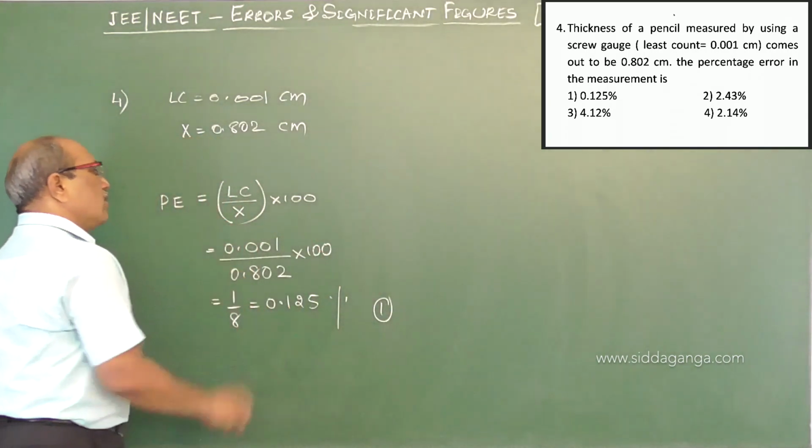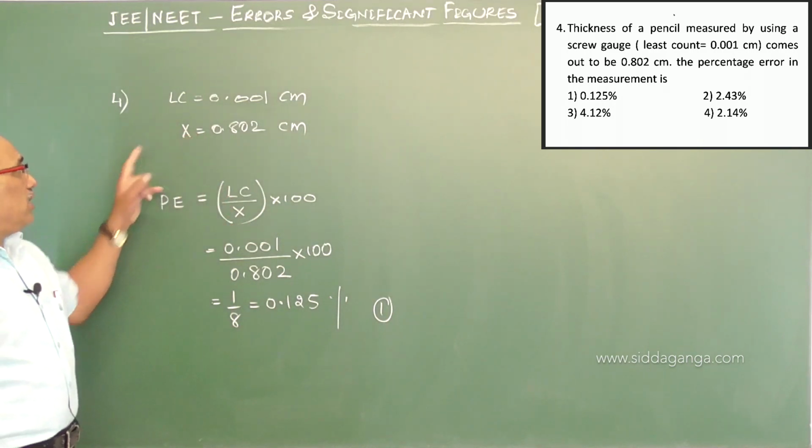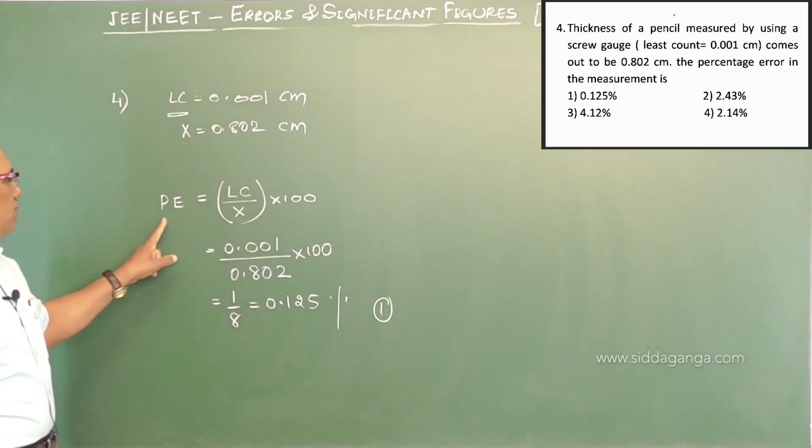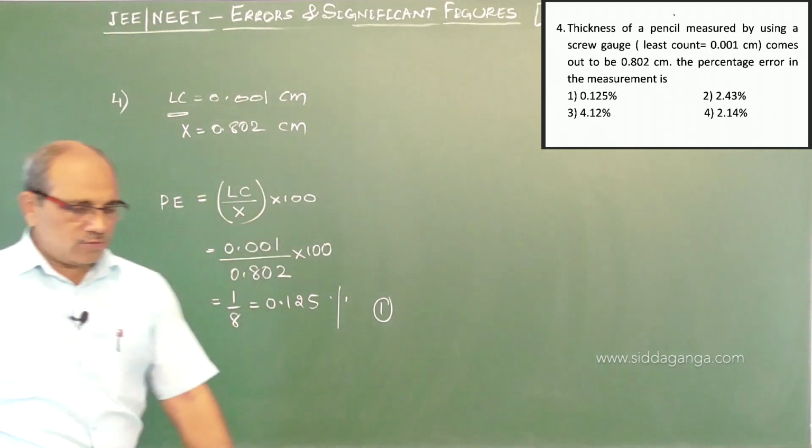This formula: the error committed is equal to the least count divided by the value measured, multiplied by 100, is the percentage error. Answer is 0.125.